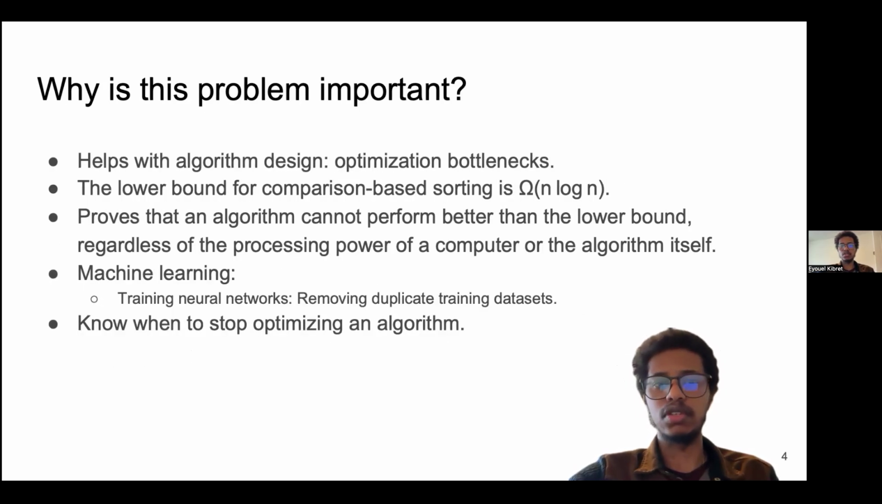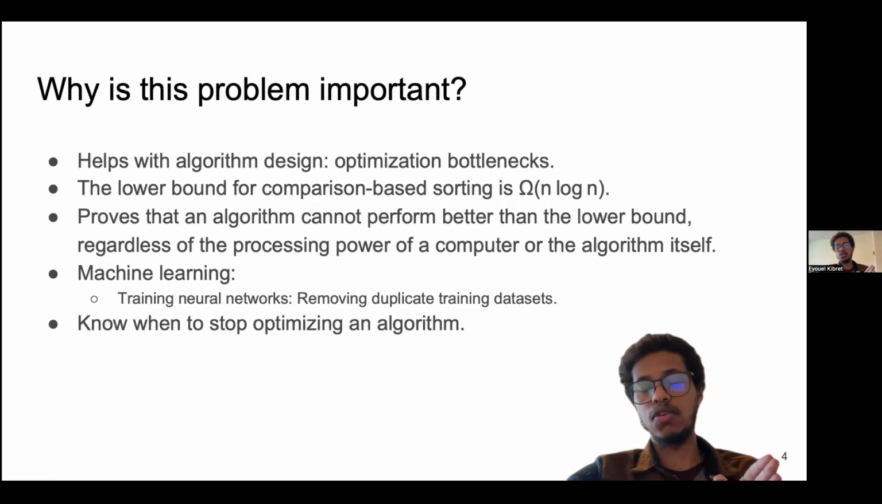So why is the problem important? It actually helps us in designing algorithms. If we know up to what point an algorithm can be optimized, we cannot move beyond that point. So it could help us know our limits. If our algorithm cannot do better than a specific point, we'll just stop and look for other solutions. The lower bound for comparison-based sorting is omega of n log n, as we all know. It also proves that an algorithm cannot perform better than the lower bound that is set by the model.